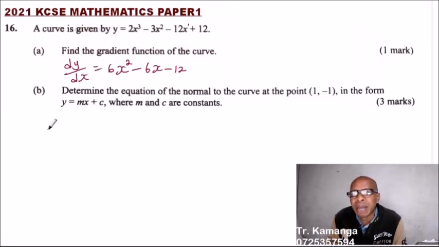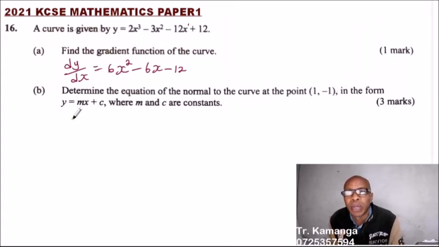Part B, determine the equation of the normal to the curve at the point 1, minus 1, in the form y equals mx plus c, where m and c are constants.